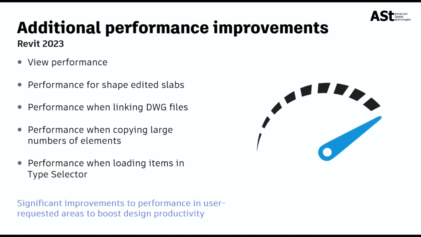Performance when copying large numbers of elements. The users reported challenges when copying large numbers of sketch-based elements. This has been improved. And performance when loading items in the type selector. So when the type selector contains many items, users have reported negative impacts on performance. So in 2023, these drawbacks are all but eliminated. An example of a detail item that might have previously taken 6 seconds is now immediate. An example of a generic model assembly item that might have taken 48 seconds is now immediate as well.